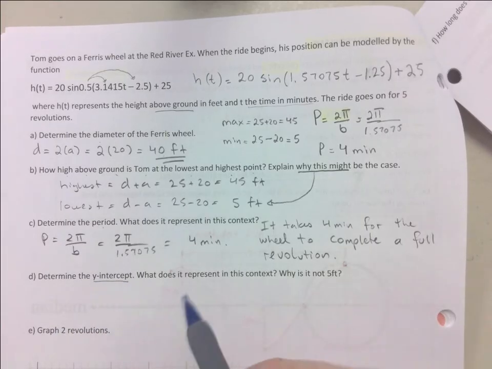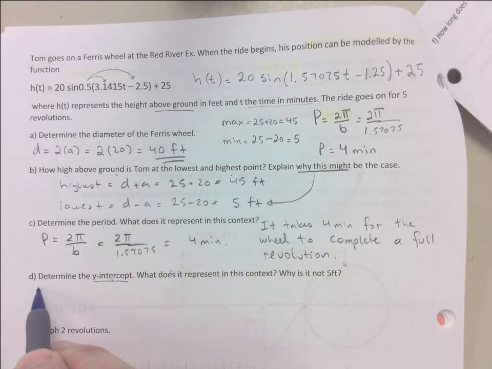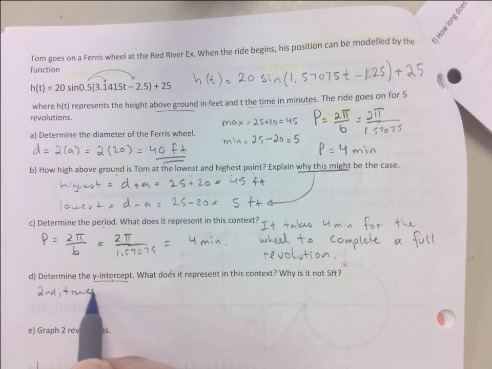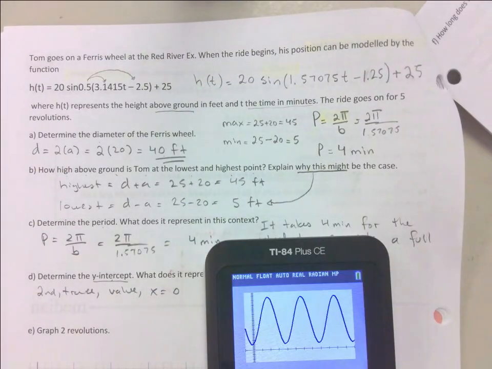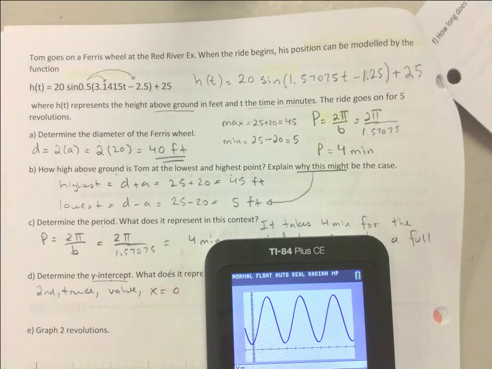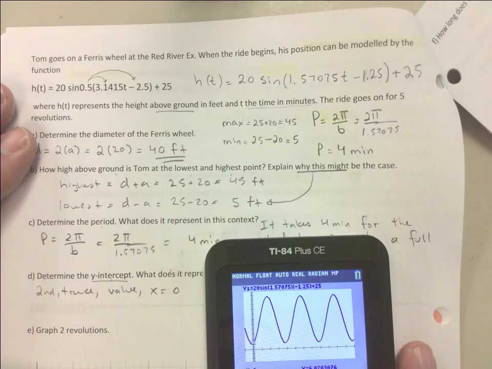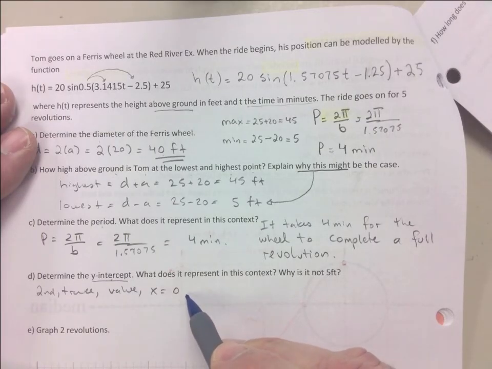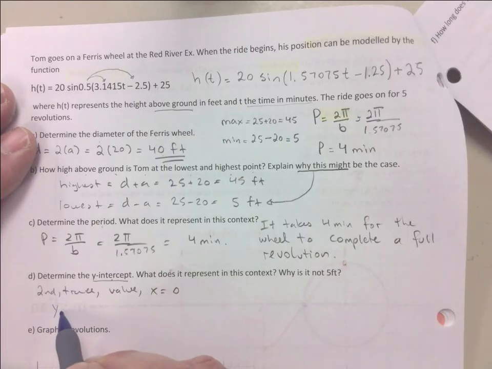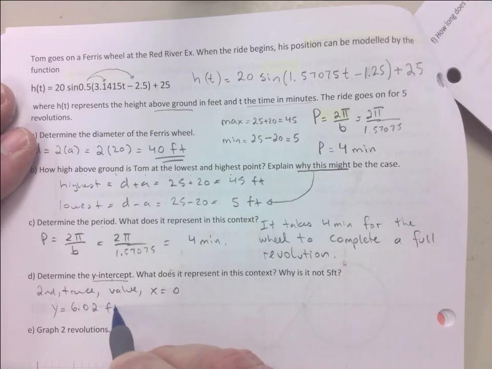Determine the y-intercept. What does it represent in this context? Okay, so let's figure out the y-intercept. How do we do that again? Second, trace, value, x is equal to 0. And we get that y is 6.02, and we are in feet.